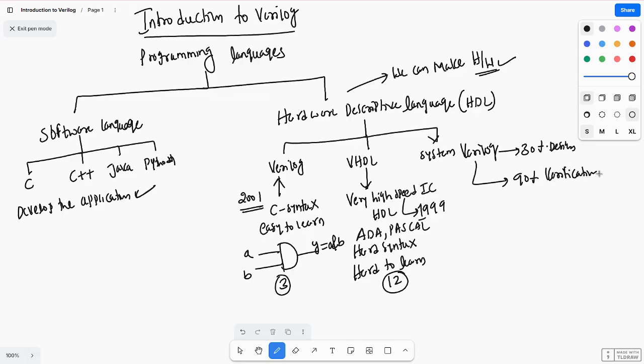Verification, we already seen like half adder, full adder. If you take a half adder in digital, you already seen how many inputs and outputs: two inputs and two outputs, A, B, sum and carry, and you got the logic expression and drew the logic diagram. Verifying is nothing but whether your circuit is working properly or not. That is verification. That also we'll discuss. Do you understand the difference between software language and hardware descriptive language?